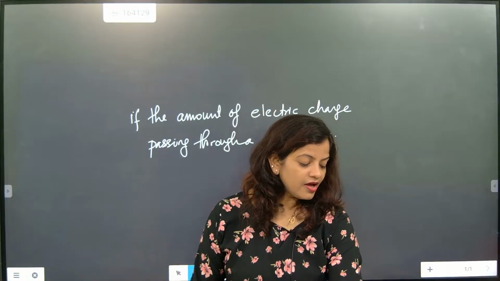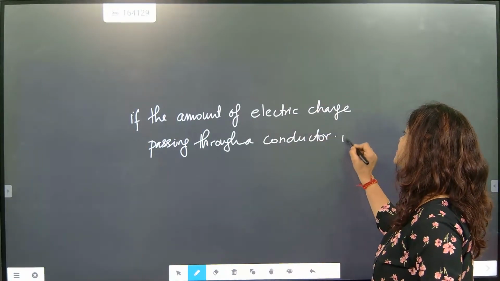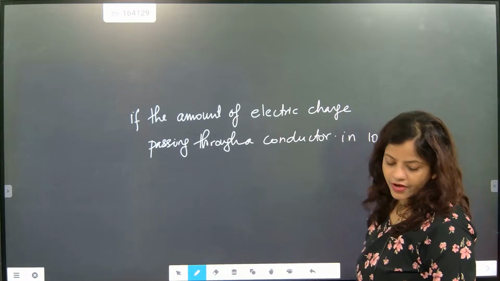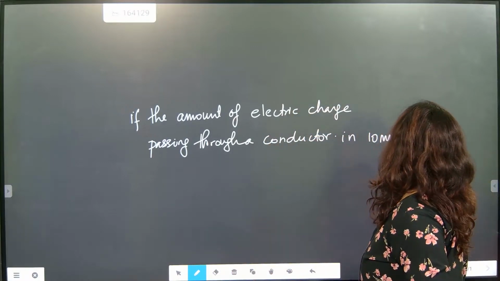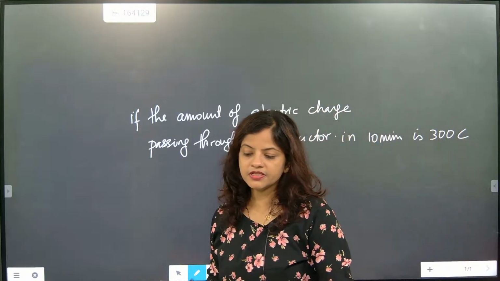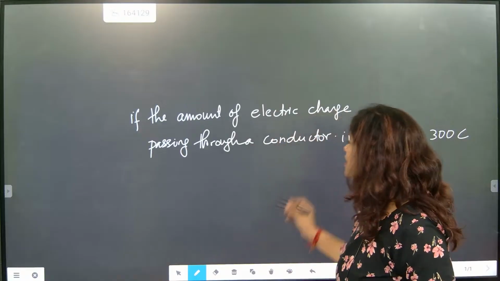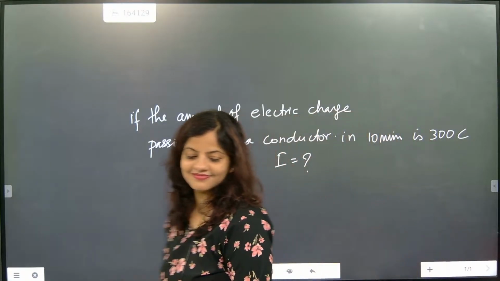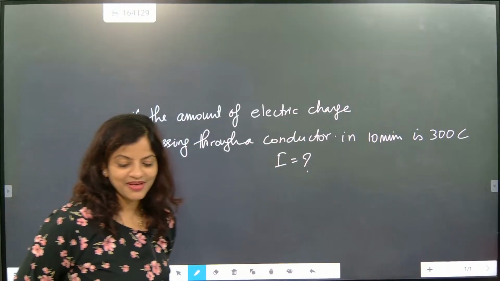So now look here. If the amount of electric charge passing through a conductor in 10 minutes is 300, you need to find the current flow. Solve this question. First, you need to write your name. I'll take your name.